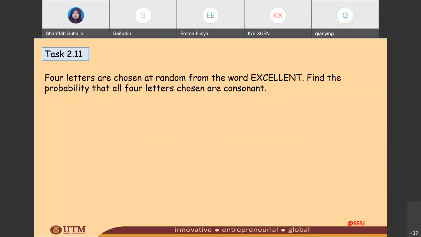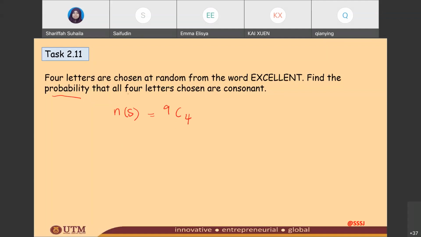Okay, so this one you want to choose 4 letters at random from the word excellent. Okay, so kita ada semua berapa? 1, 2, 3, 4, 5, 6, 7, 8, 9. Okay, semua. So the question I ask you to do is to find the probability, so kita nak dapatkan dia punya probability, that all 4 letters chosen are consonants. So here you will have the number of sample space. Daripada 9 ni, you will choose 4.